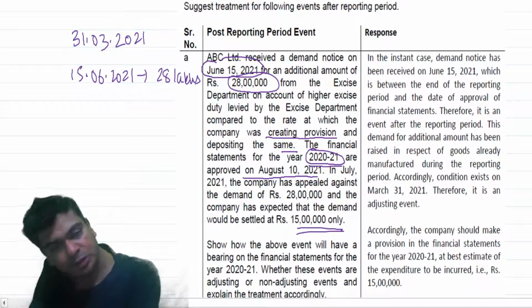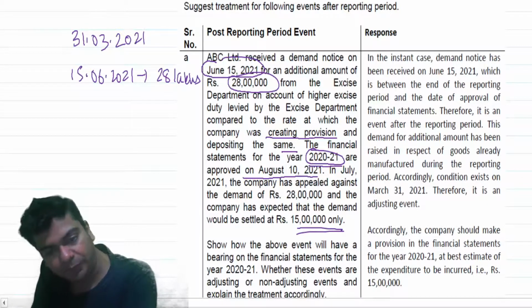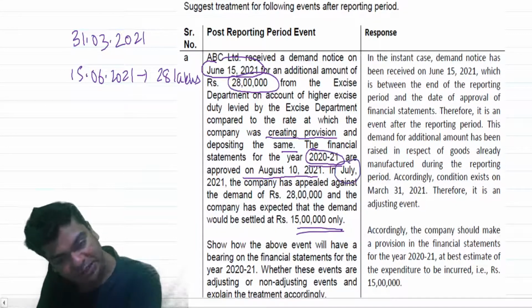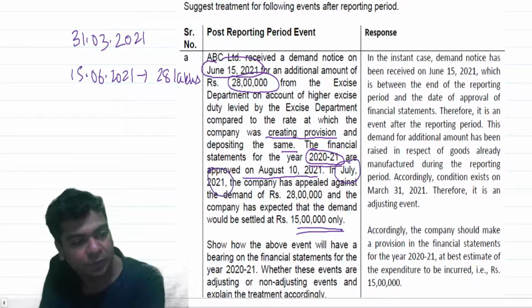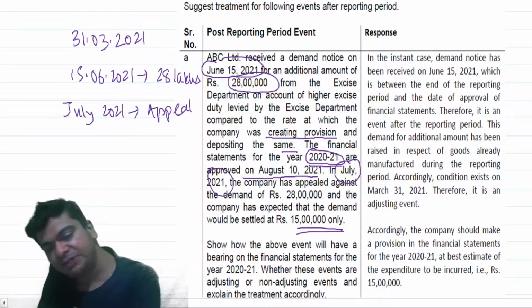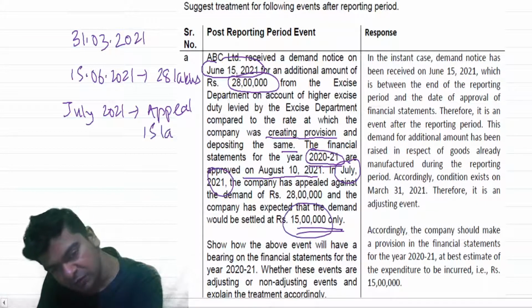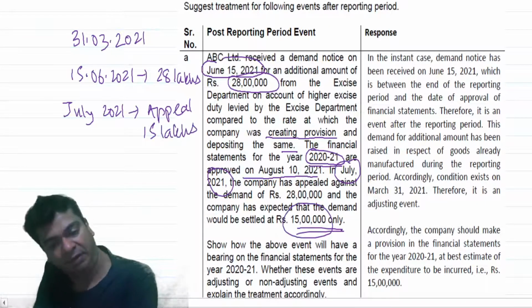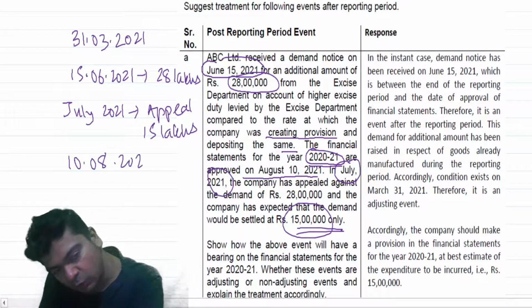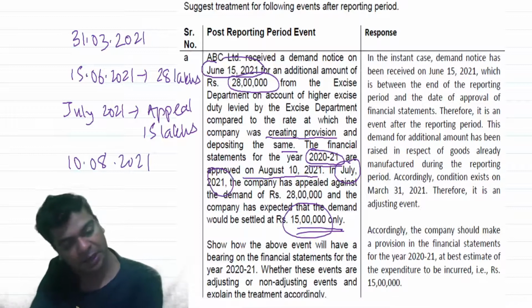Additional 28 lakhs of excise duty will be payable. We are appealing against the demand, and we are doing this in July 2021. In July 2021, we are filing an appeal, and we are expecting that the demand will be settled at 15 lakhs. We are of the view that instead of 28 lakhs, we will have to pay 15 lakhs. And on 10th August 2021, your financial statements are getting approved.